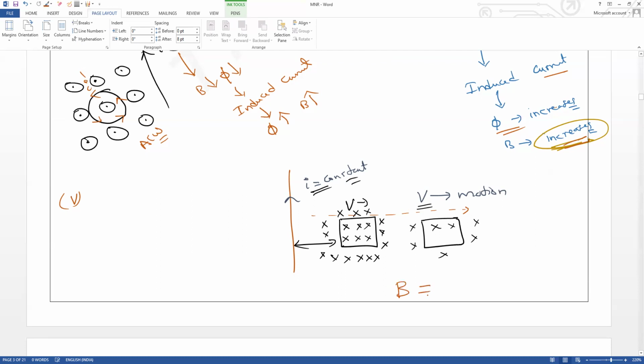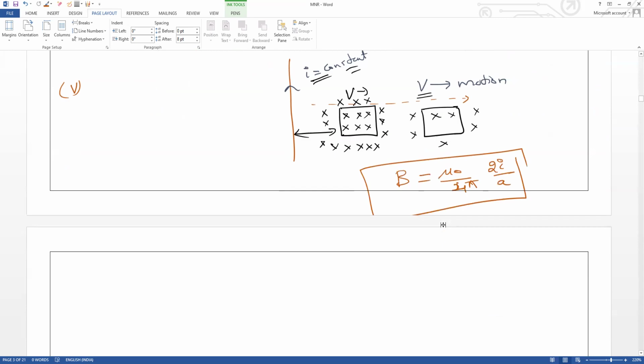What is the B formula? The straight conductor B formula, what is that? Mu naught divided by 4 pi into I by a. So B is inversely proportional to a or directly proportional to a? Here a means the distance away from the conductor. B is inversely proportional to a. So now, distance increases.